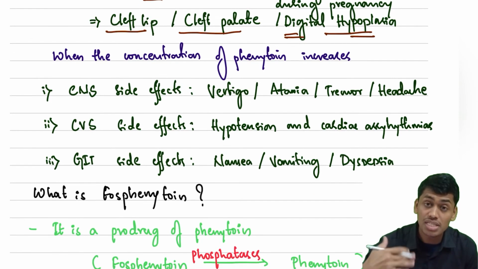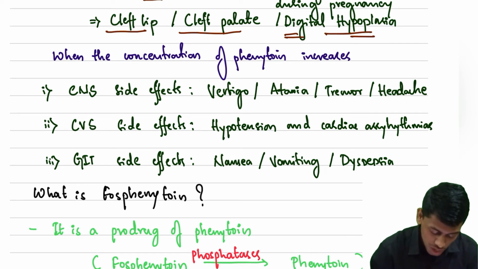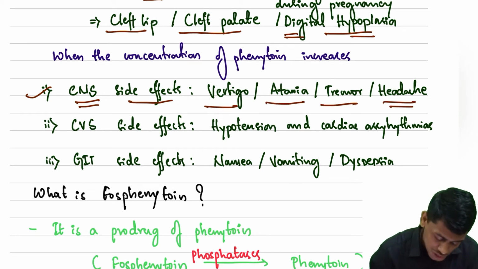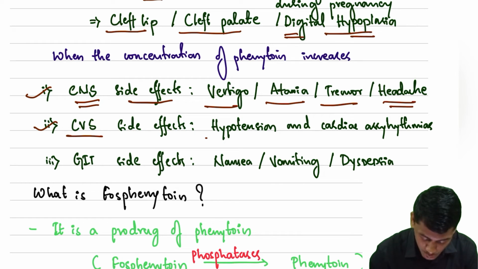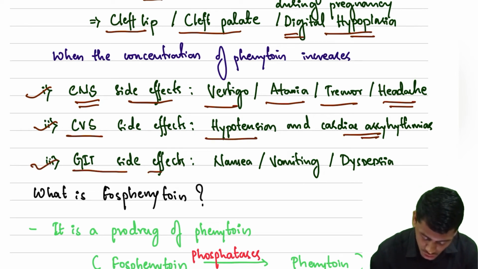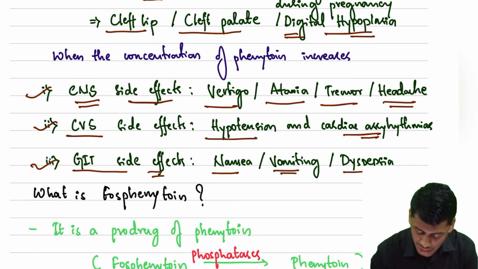Now, when the concentration of phenytoin increases, it causes further toxicity. We have CNS side effects, that is vertigo, ataxia, tremor, as well as headache. Then we also have the severe side effects, which are hypotension and cardiac arrhythmias. Then we have the GIT side effects, which include nausea, vomiting, gas, and dyspepsia.